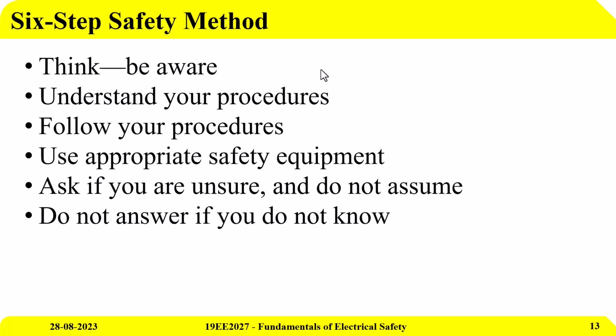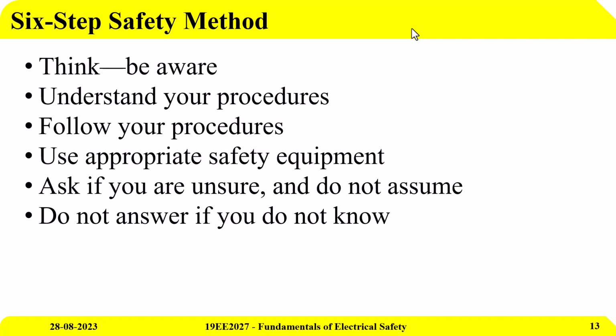So these are the 6 steps we need to follow for a safe operational method. The first one was think, be aware. You should be aware of the entire thing, including the history of the particular equipment. The second one was understanding the procedures: first you need to study the procedures you need to follow. The third one was following those procedures which you have studied. The fourth one is use appropriate safety equipment.